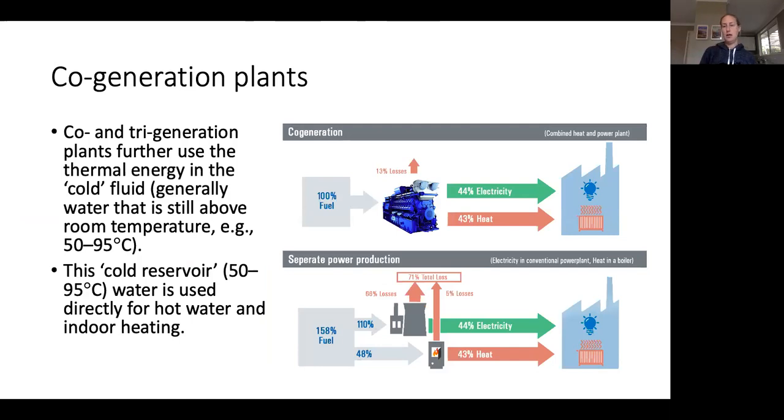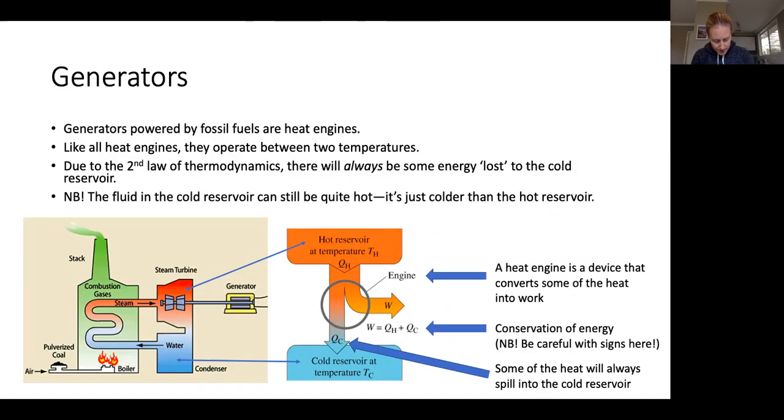All right, now, cogeneration plants. If I go back to this, I've said a couple of times that this cold reservoir can operate at relatively high temperatures. That's what a cogeneration plant and a trigeneration plant make use of. So instead of this just being waste heat, it's further making use of that energy dumped into the cold reservoir. And that's why co- and trigeneration plants are more efficient than traditional power plants.